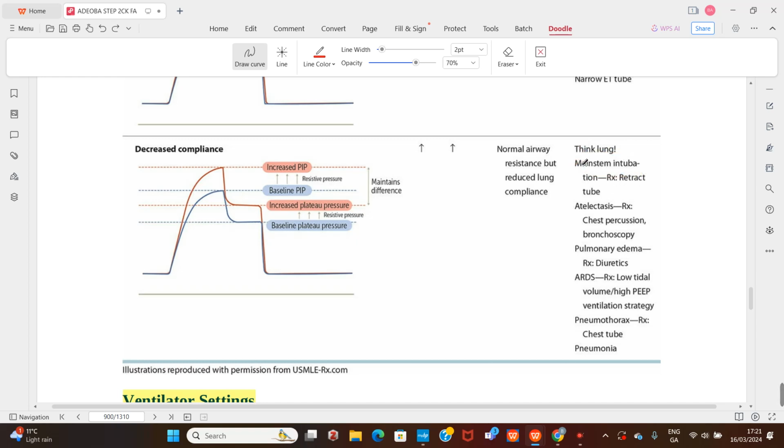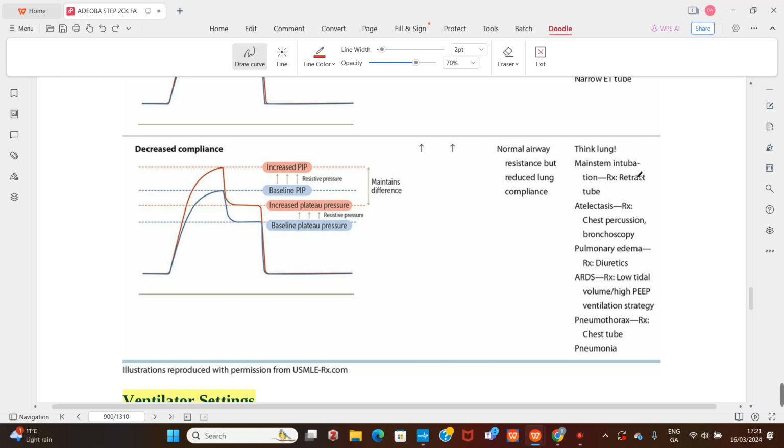Let me explain what I'm saying. Now, main stem intubation means you are intubating a particular bronchial stem. Either you are intubating the right or you are intubating the left. You are not actually putting it at the carina where the trachea bifurcates. So it means that all the volume of air that we are delivering is going to one lung and it's not going to the other one.